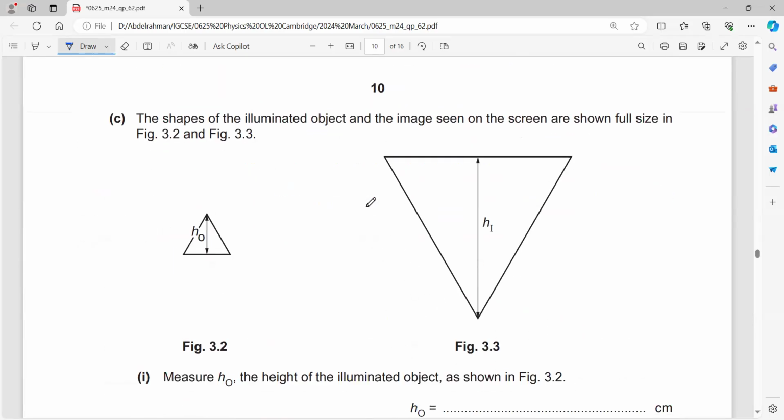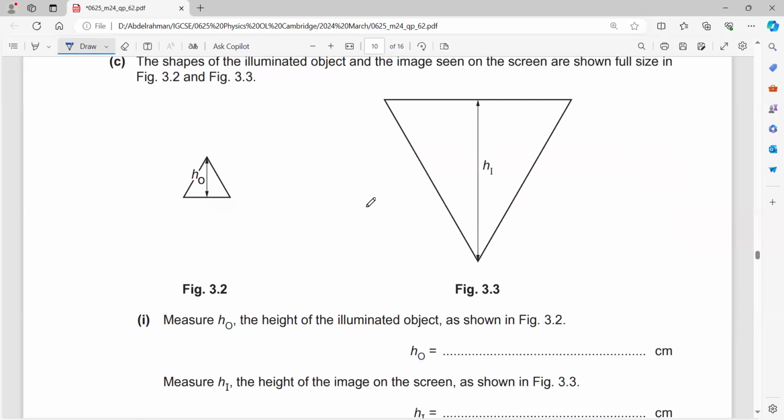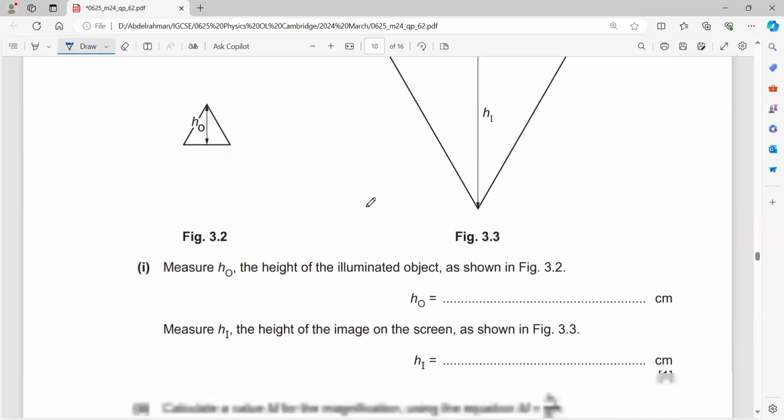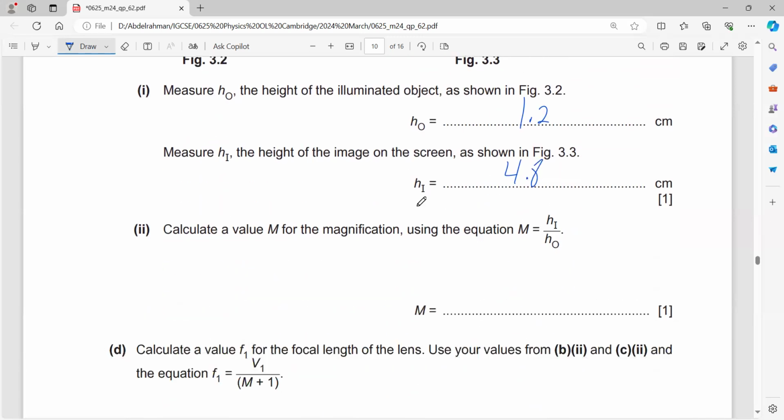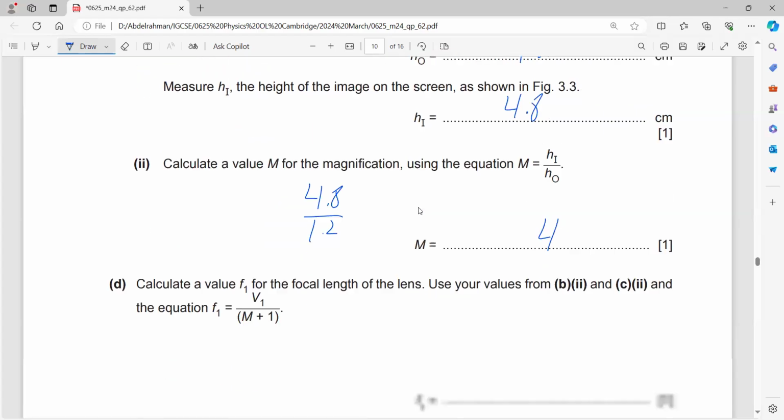The shapes of the illuminated object and the image are shown in full size. Measure H0 and H1. Again, using the ruler, we can measure these distances. H0 would be 1.2. H1 would be 4.8. Calculate the value M for the magnification. Okay, 4.8 over 1.2. This is 4. So the magnification M is 4.